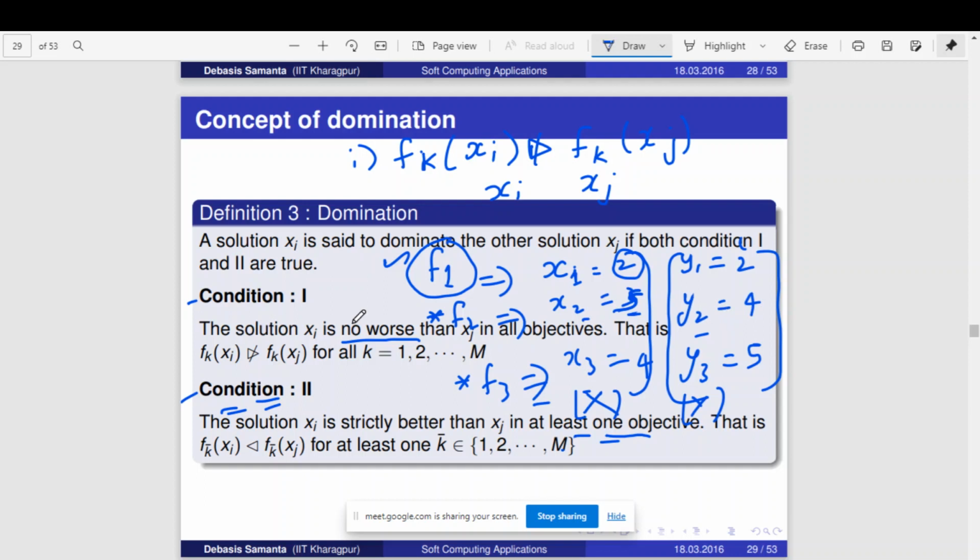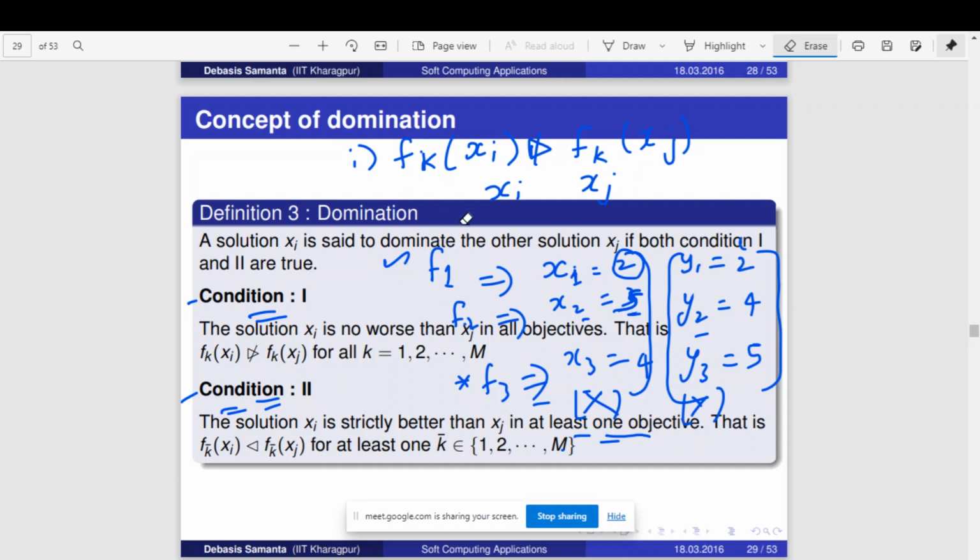So the first condition is actually not satisfied for the function f2, but this should be satisfied for all the functions. So in this case, we cannot say that x dominates y. Are you following? Okay, so the two conditions should be satisfied.